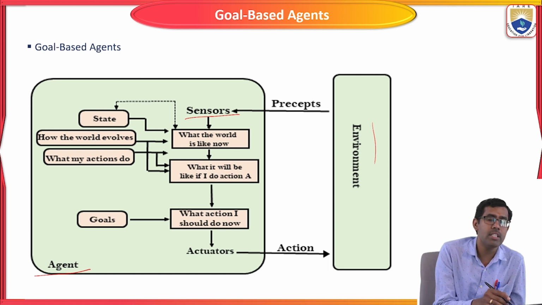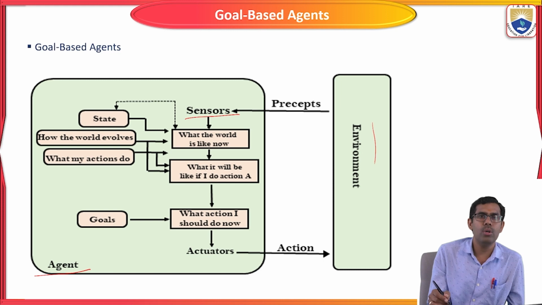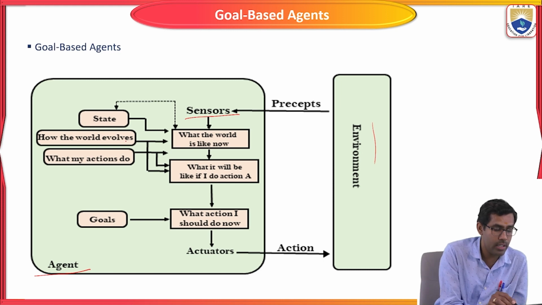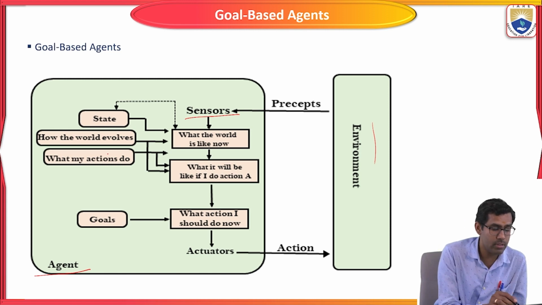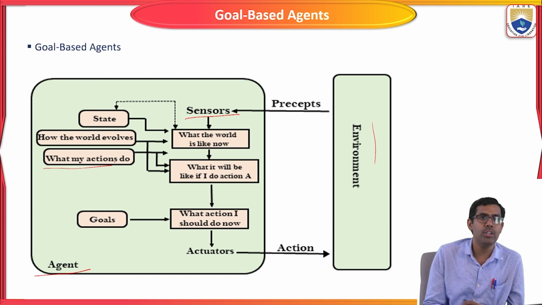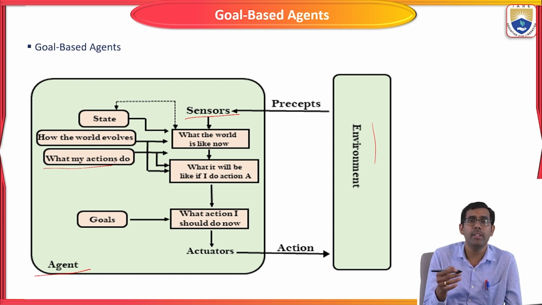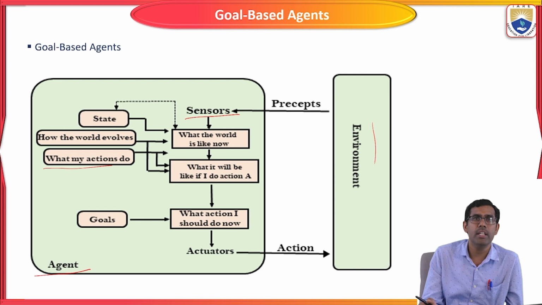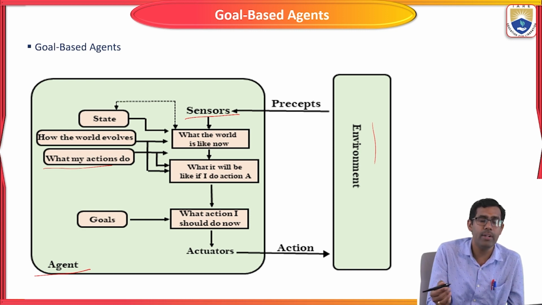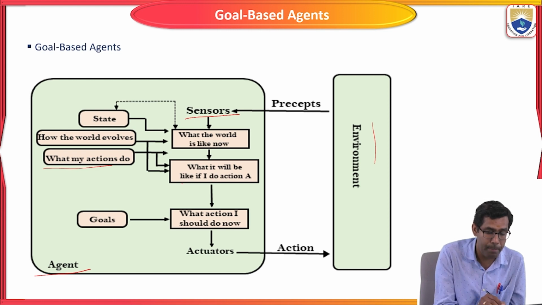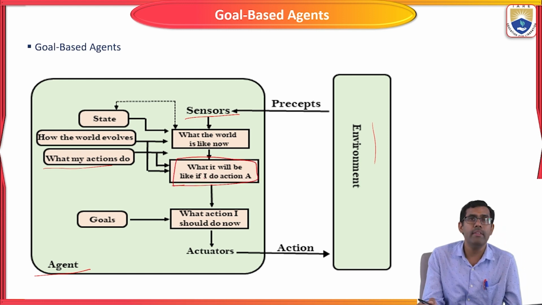Here also the same condition we are going to use in the goal based agent. Here, how the world evolves: what are the percepts, what information is sensed by the sensor from the environment, that is how the world has evolved. Then what do my actions do? Based on that action, how it will affect the environment. That also is some state before initializing the action on the environment. The next one is what it will be like if I do action A.